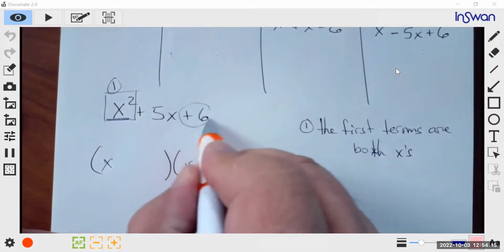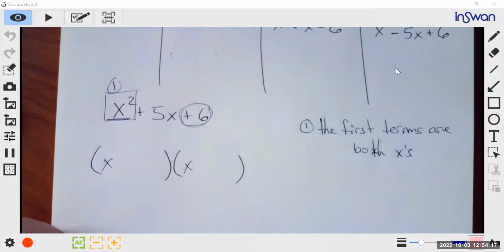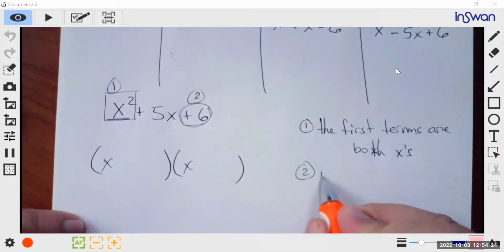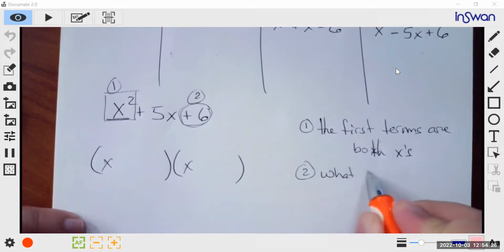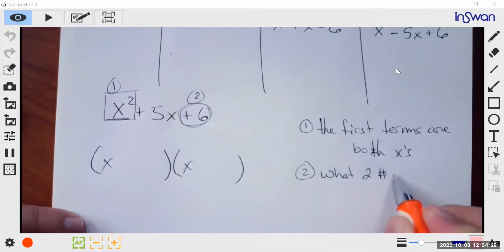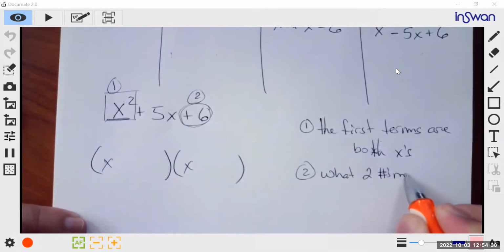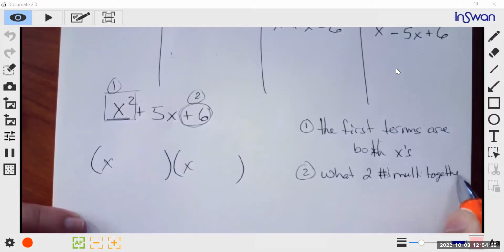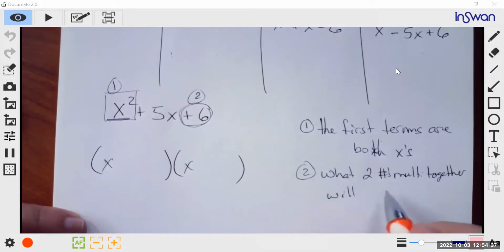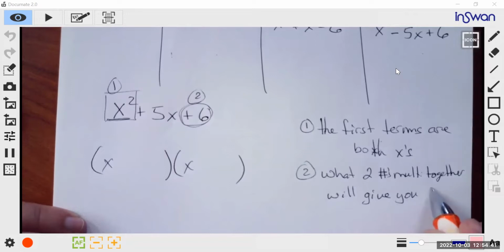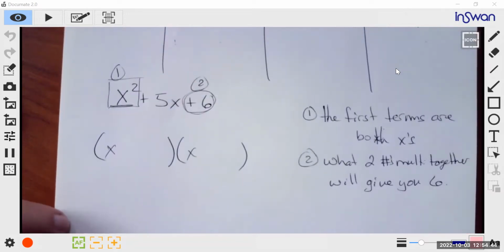Second, let's look at the last number. What we have to do is figure this out. What 2 numbers multiplied together will give you 6? It can be 6 times 1 or 2 times 3.